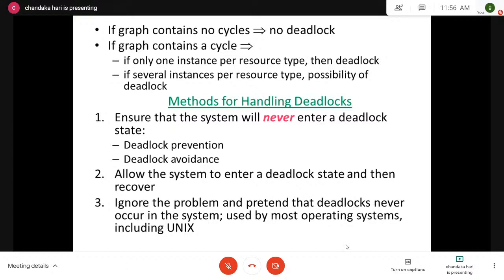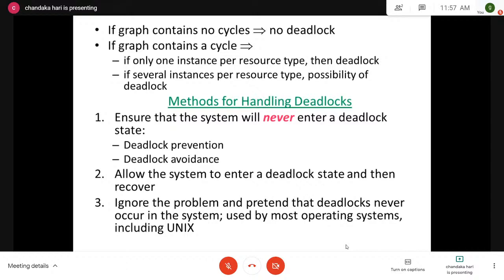You know what a protocol is? A protocol is a set of rules and conventions to share the resources. So we have to write a protocol in such a way that the system will never enter into the deadlock situation. Point number two, allow the system to enter into the deadlock, observe it. Once the deadlock is obtained, use some recovery algorithm to break the deadlock and continue the execution.